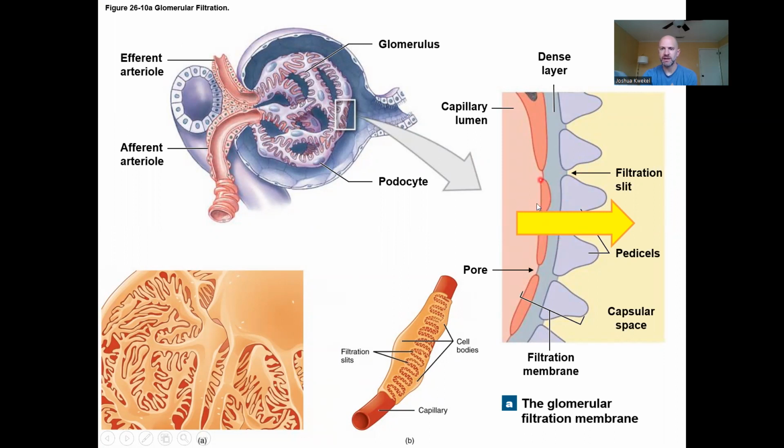Here's a cross section. On the left-hand side is the capillary, with the fenestrated capillary cells. This blue space is the dense layer, which is like a basement membrane. And then the purple are the interdigitated podocytes, and through this little hole is a filtration slit. The yellow arrow represents filtration from the blood into the Bowman's space, the beginning of the tubule. So there are 3 things it needs to pass through: the capillary wall, the dense layer, and the filtration slits.